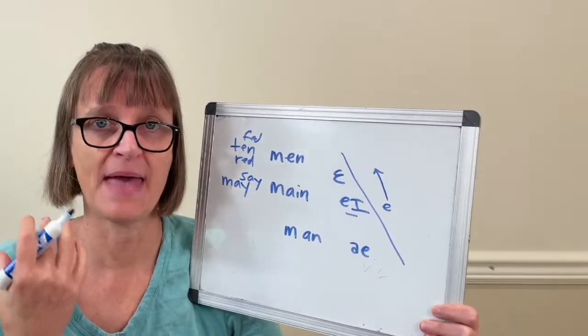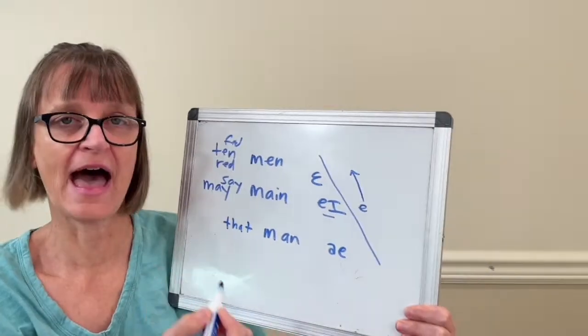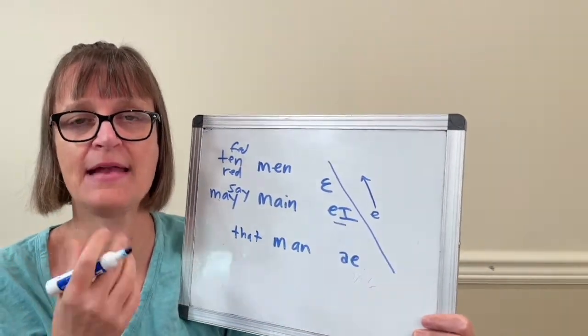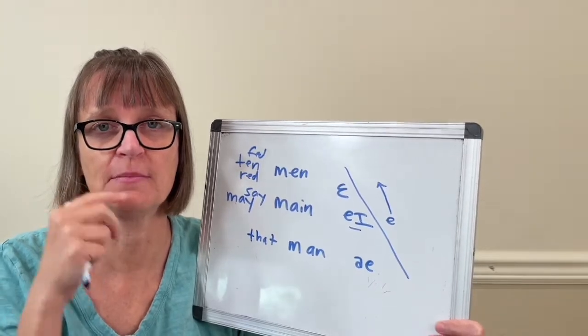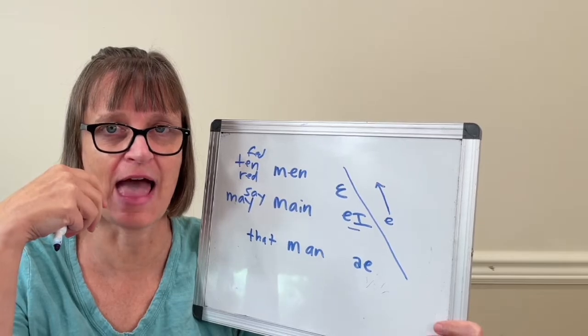And finally, "man" has the a vowel. I would practice with a word like "that," or "can," the man. That's the most open. The front of my tongue is down behind my teeth, and the back of my tongue is lifted. Man.